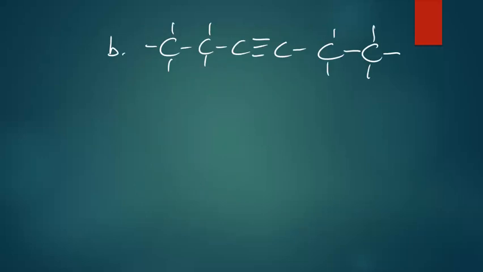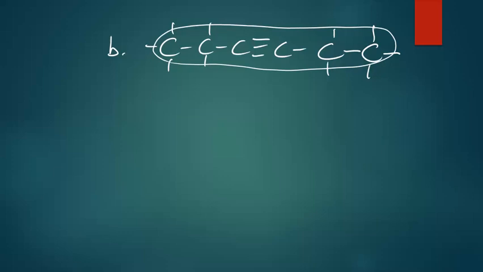Emily. What would you call this one? One step at a time, Emily. Longest continuous chain. Hex. Hexyne. And if I see yne, I want to know where the yne is located. 3? Yeah, good. Okay, Emily, give me an isomer for this one.